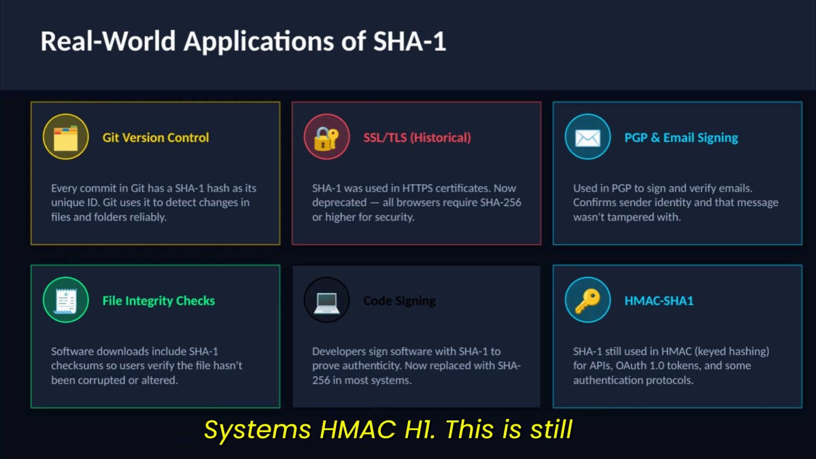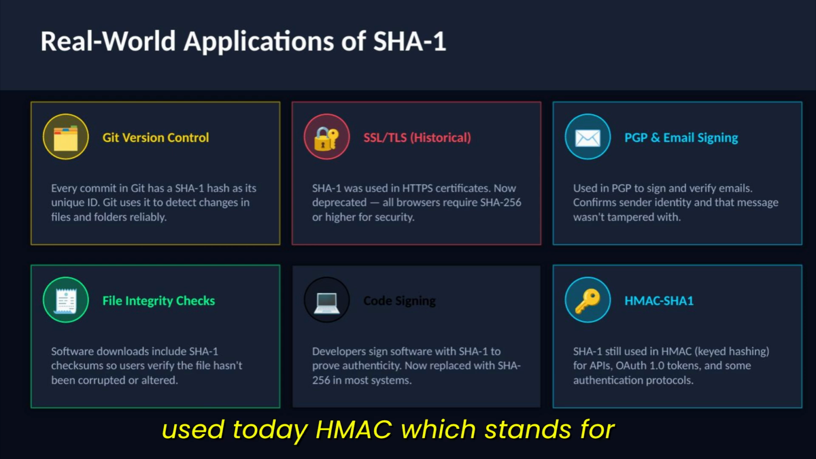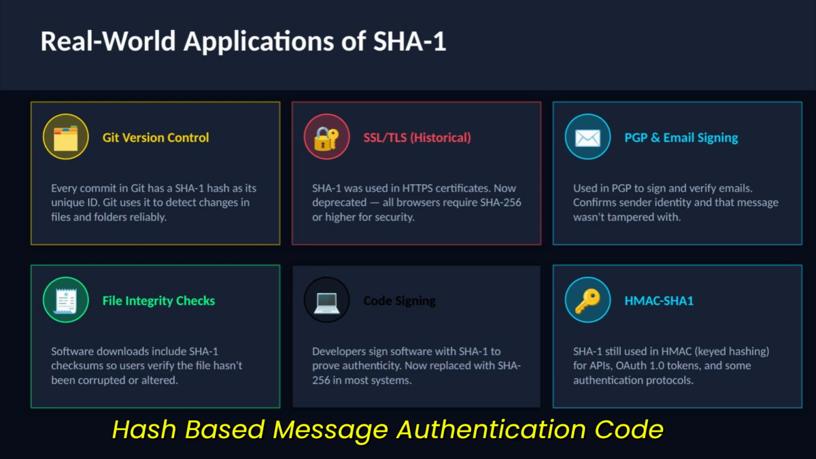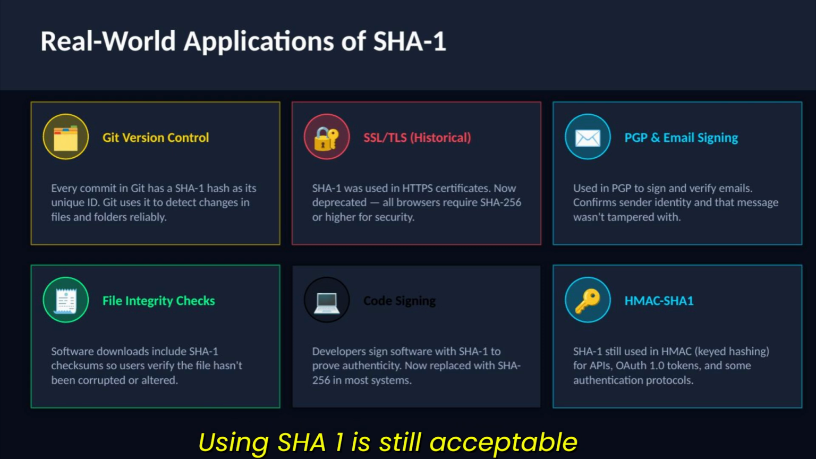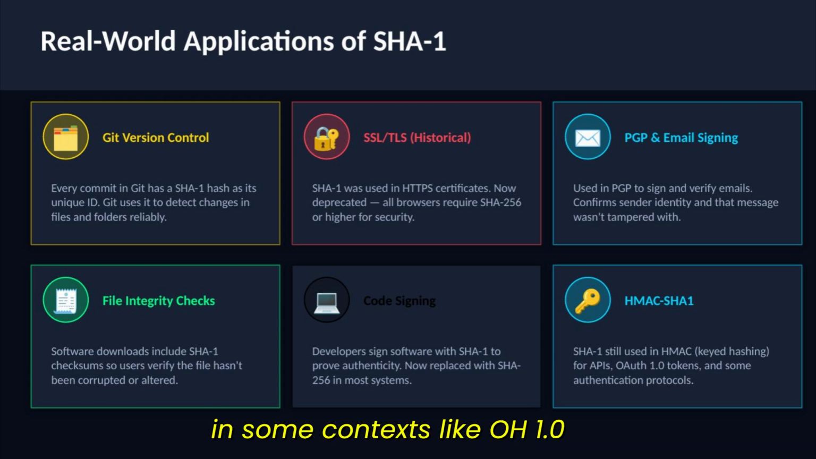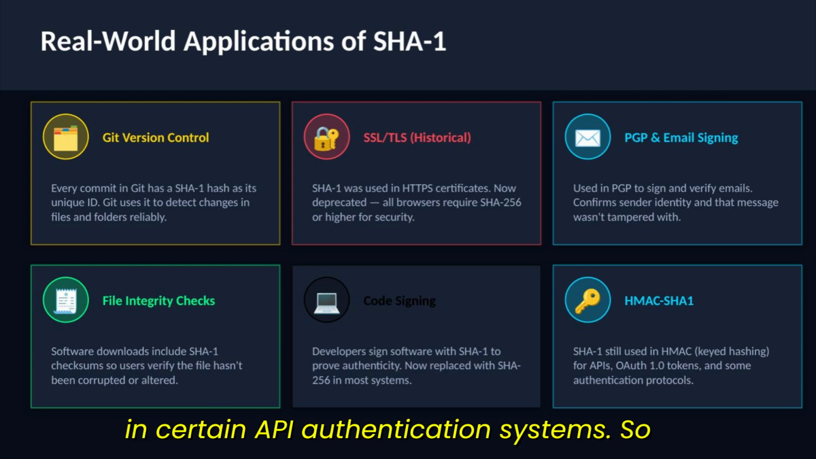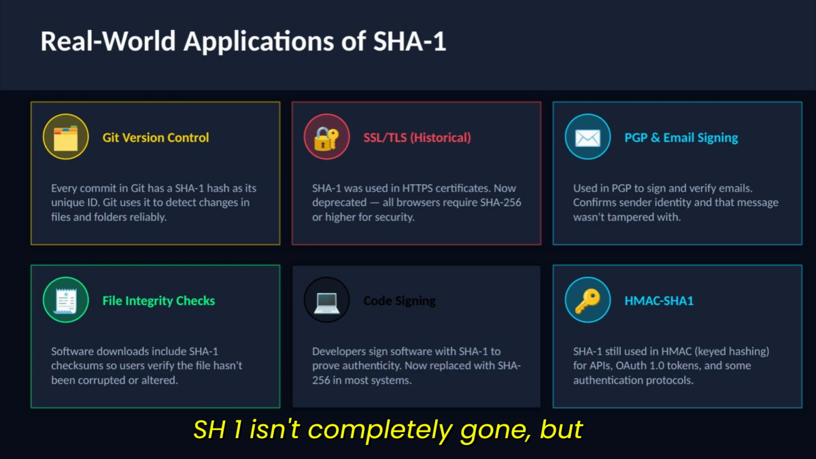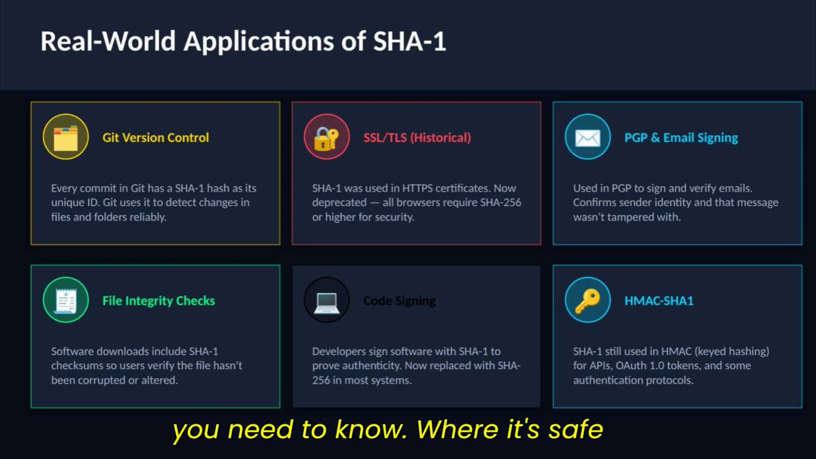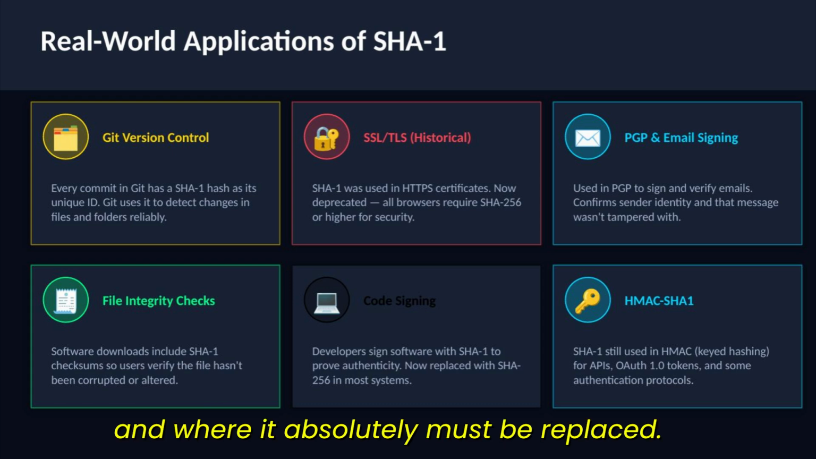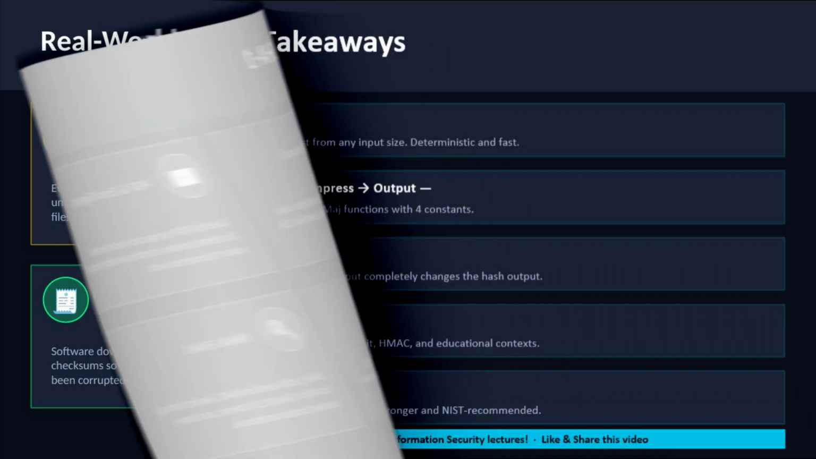HMAC-SHA-1. This is still used today. HMAC stands for Hash-Based Message Authentication Code. Using SHA-1 is still acceptable in some contexts like OAuth 1.0 and certain API authentication systems. So SHA-1 isn't completely gone, but you need to know where it's safe and where it absolutely must be replaced.